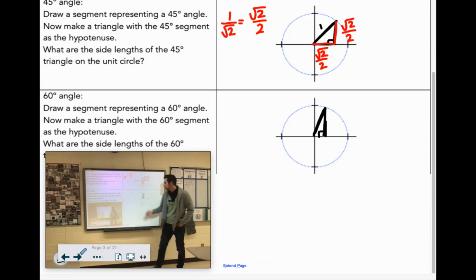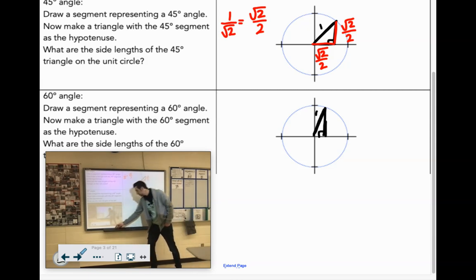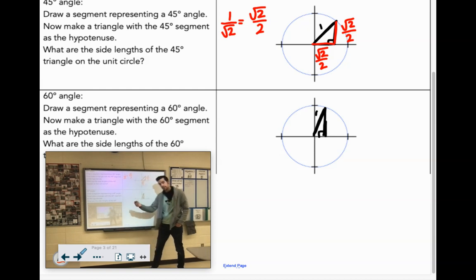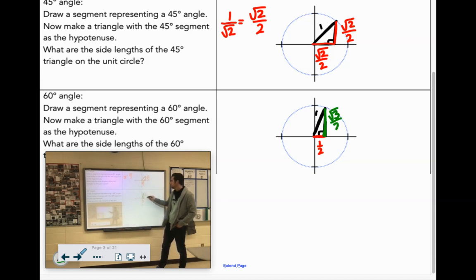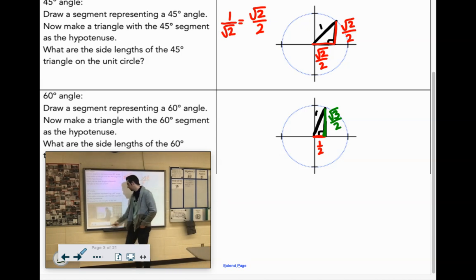So again, we know the hypotenuse is 1, which means our short side would be half of that, so 1/2. And then the middle side would be 1/2 times the square root of 3, which we already know from the 30-degree angle was √3/2. Awesome.